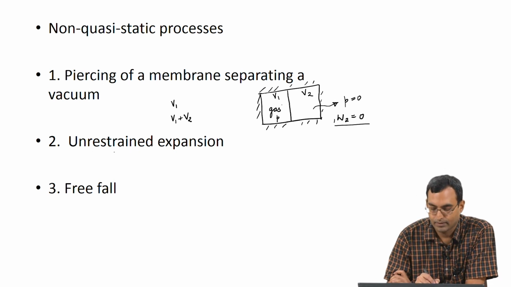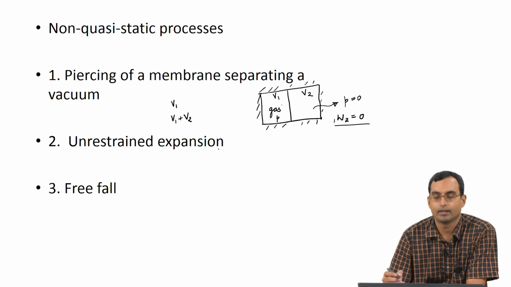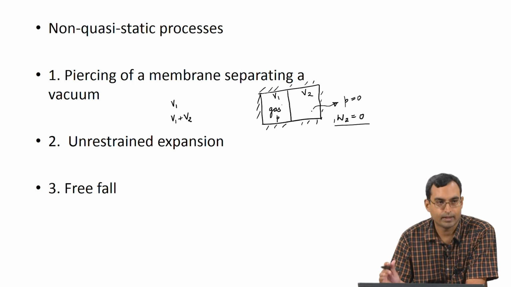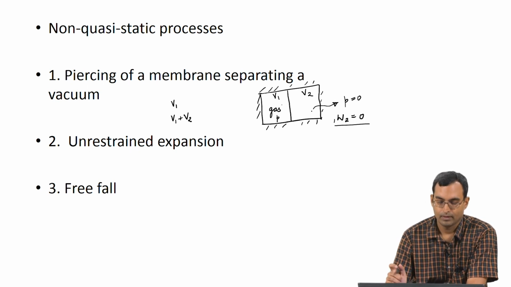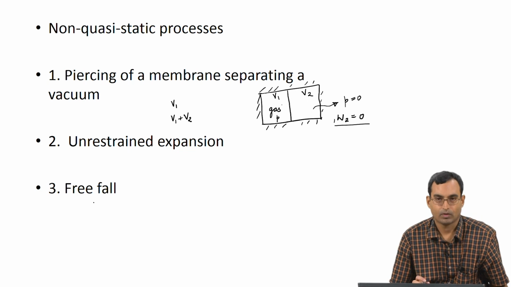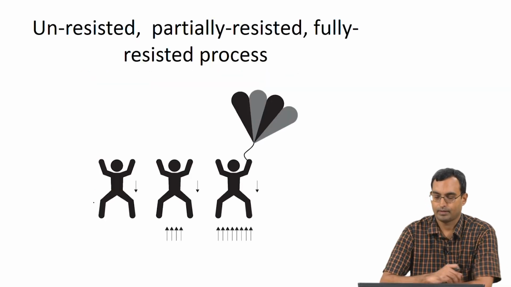So, in that kind of case also, the work done would not be given completely by P into the change in volume, it is only partially resisted. A similar case would be free fall. We already saw this in the case of the apple. So, I have another example here.